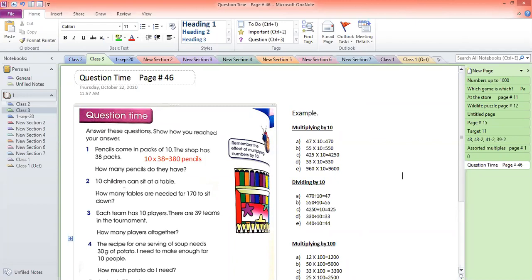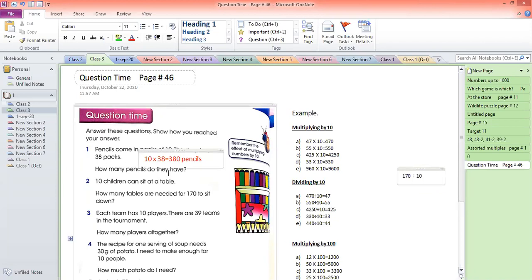Next: 10 children can sit at a table. How many tables are needed for 170 children to sit? So guys, there is one table. In one table, only 10 children can sit. Now they are asking how many tables are needed for 170 children. Obviously you need fewer tables, because in one table you can accommodate 10 children. So you are not going to multiply here. You are going to divide here. This is 170 divided by 10.